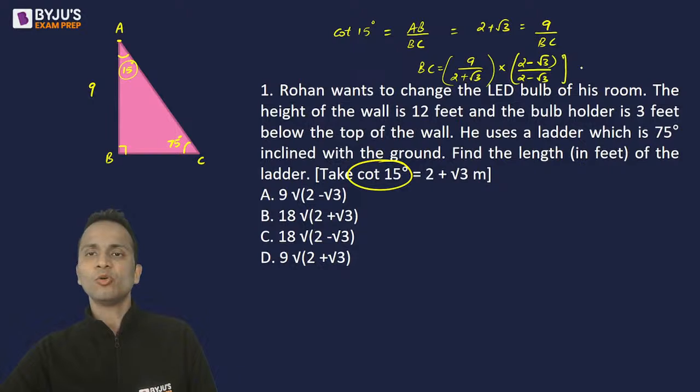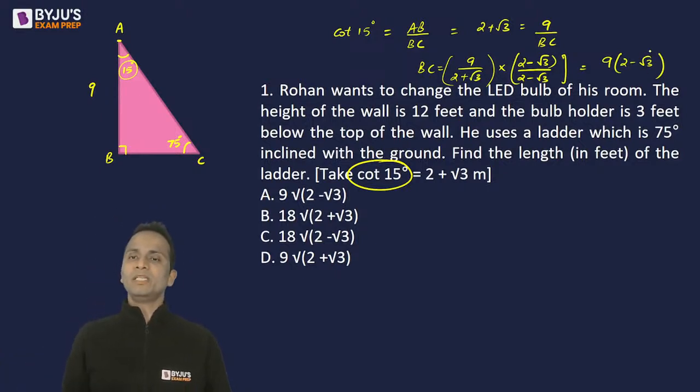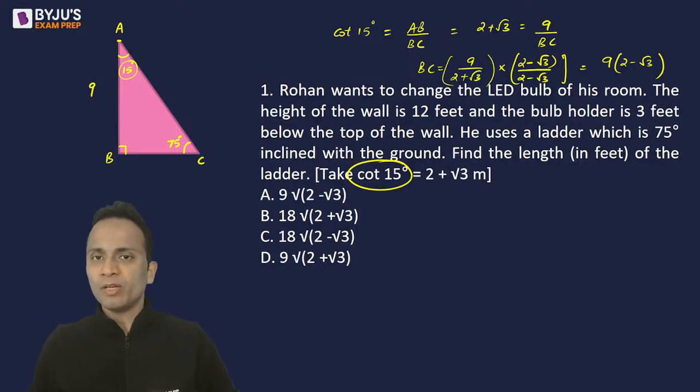Okay, so the denominator will become 1. 2 plus root 3 multiplied by 2 minus root 3 will be 2 square minus root 3 square. So it will be 4 minus 3, that is 1. So the denominator will become 1. Okay, the numerator will be 9 multiplied by 2 minus root 3. This will be the numerator and the denominator will be 1.